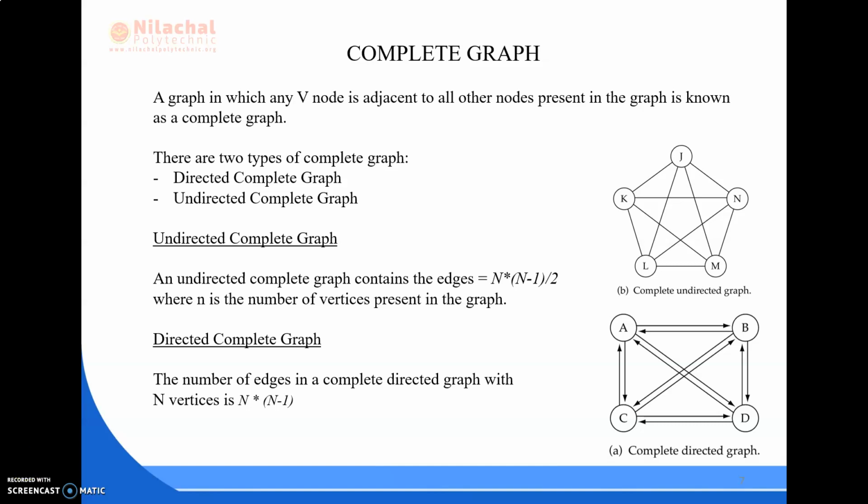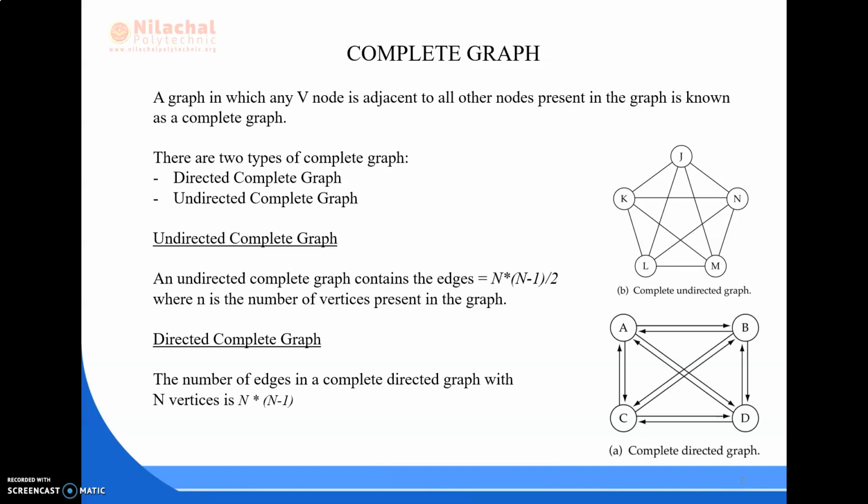In this slide, we will be discussing the complete graph. What is a complete graph? A graph in which every node is adjacent to all other nodes present in the graph is known as a complete graph. There are two types of complete graph. One is directed complete graph and another is undirected complete graph.